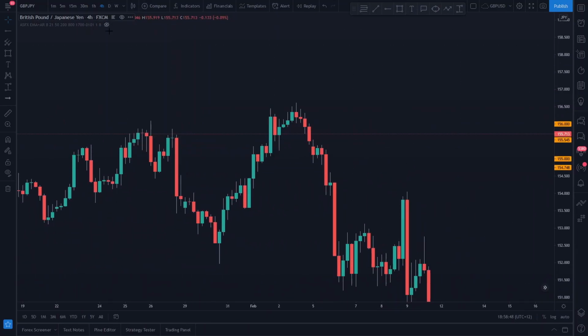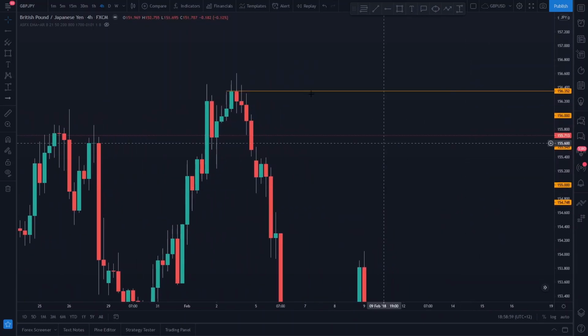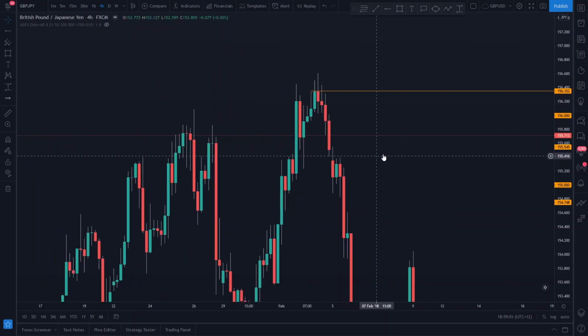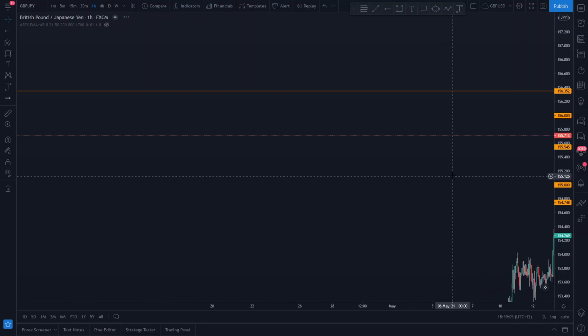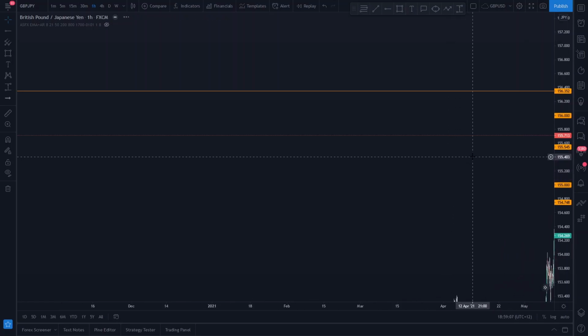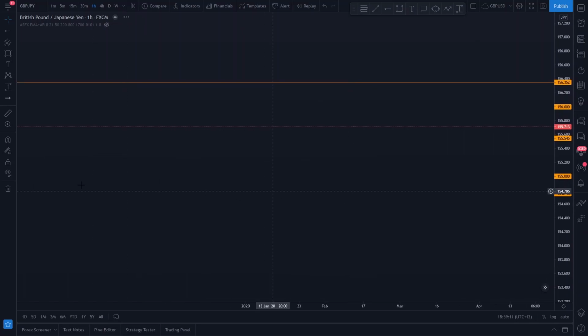Okay, on 4 hour, we can see 156,352. Cool. Now if I go on hourly, it's going to shift and it's going to cause a problem. Come on, come on, come on. Going back, back, back.